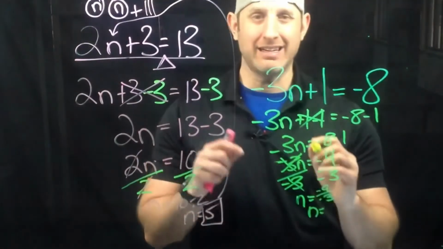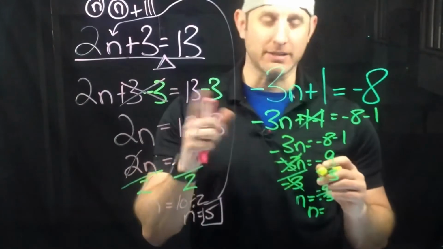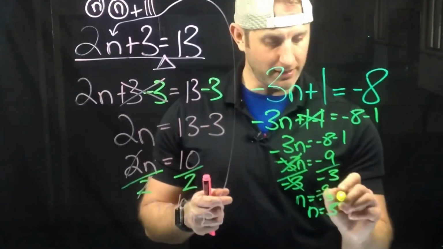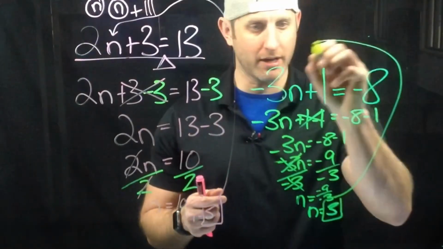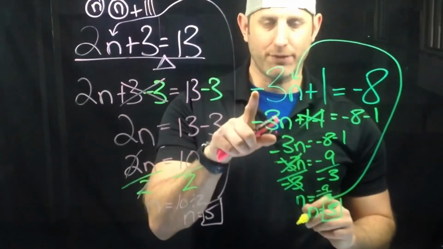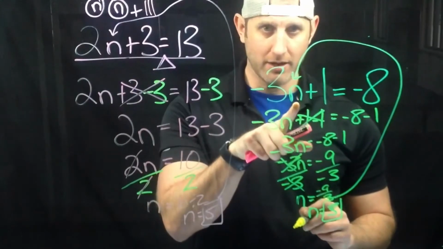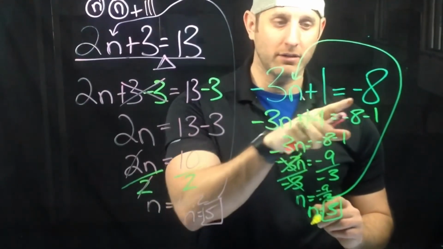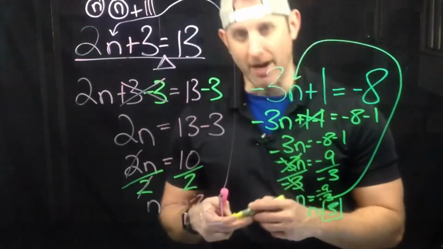N is a negative divided by a negative. That's a positive. 9 divided by 3 is 3. And then I just simply need to check my answer. I'm going to plug it into here. Negative 3 times 3 is negative 9. Negative 9 plus 1 is negative 8. And I've got my answer.